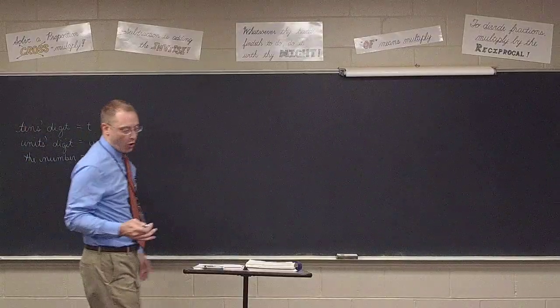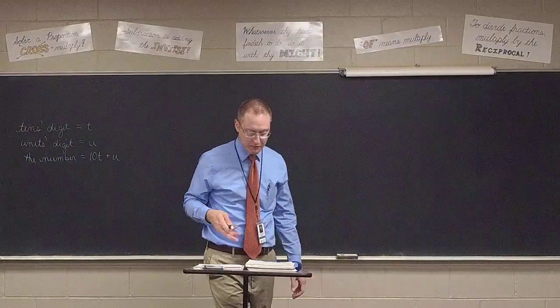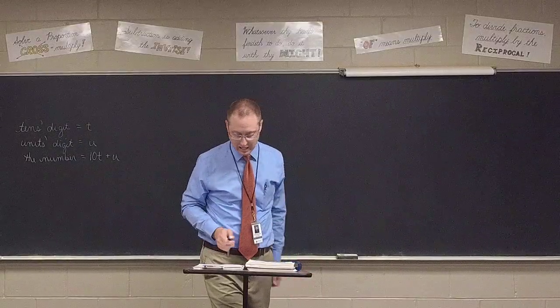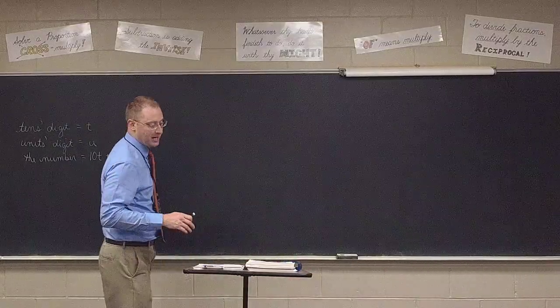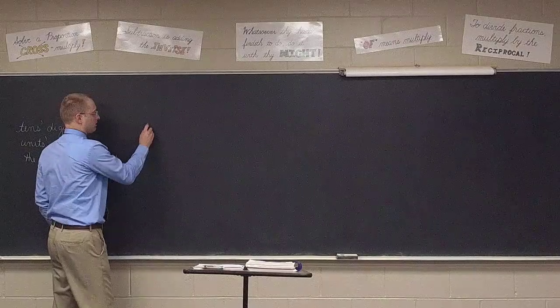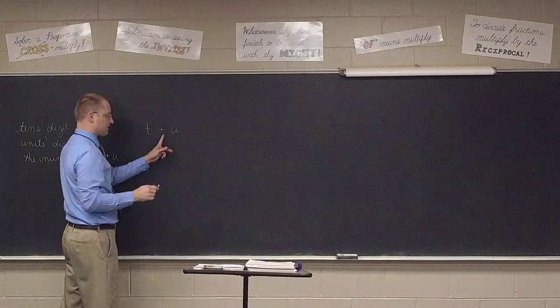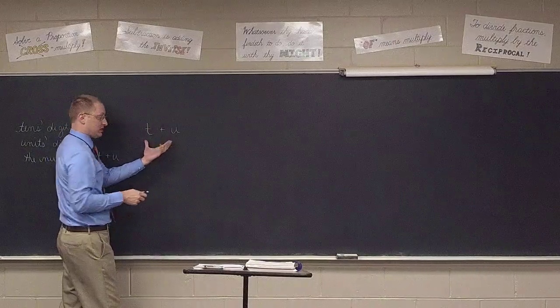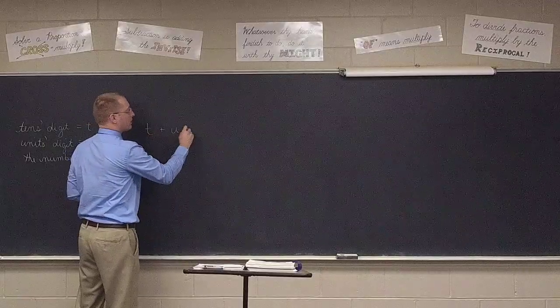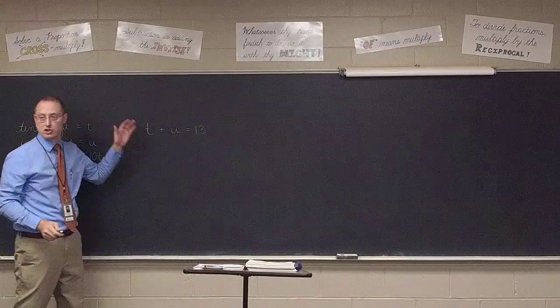So when it says in the opening sentence, Maddie, that the sum of the digits of a two-digit number is 13, we could write that t plus u equals 13, right? The sum of the actual digits, not the number, but the digits of the number, is 13. The first equation's super easy.